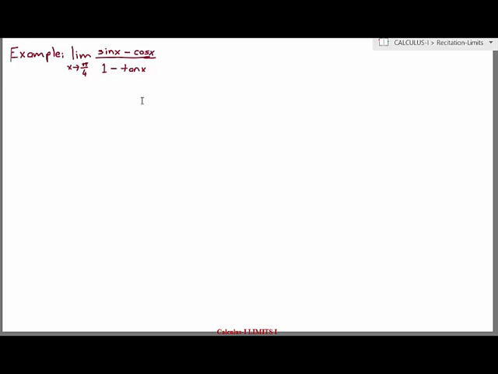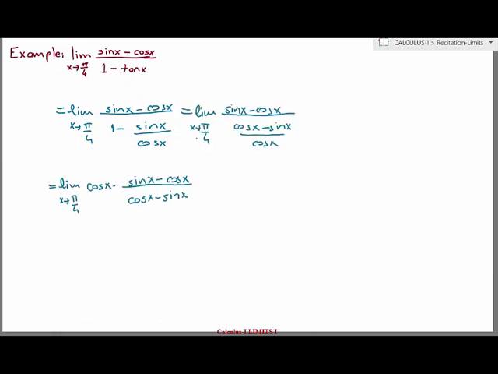In this problem, we have 0 over 0 indeterminate form when x tends to pi over 4. So let's simplify the expression. I write sine x over cosine x instead of tangent x in the problem. After two steps, I have cosine x times sine x minus cosine x over cosine x minus sine x. This expression is minus 1. When x tends to pi over 4, cosine x is 1 over square root 2. So the answer is minus square root 2 over 2.